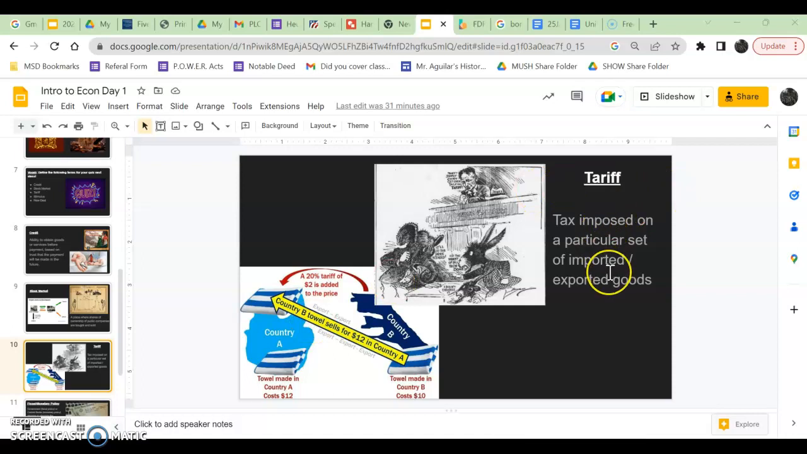So tariffs are when you impose some sort of tax on an imported or exported good, and people usually do this, I'll tell you, for two reasons. One, they're mad at another country and they're trying to hurt the economic stability of that country. Or two, a little bit more often, the country is trying to protect jobs back at home, specifically in manufacturing.